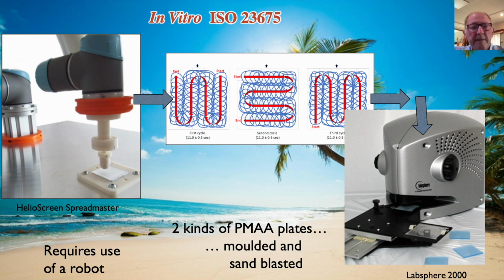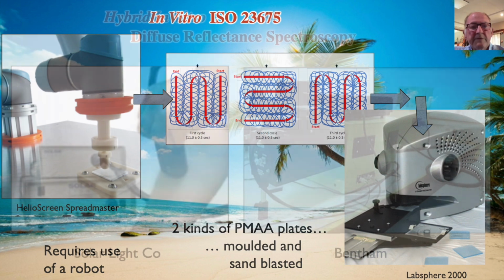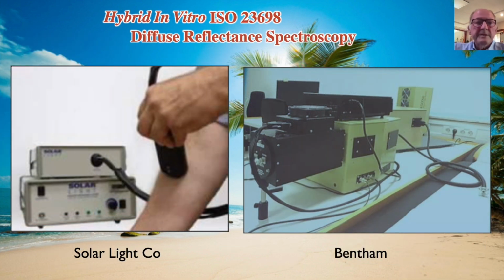So here is how that method works. It requires a mandatory robot to spread evenly the product in a reproducible manner. And then again, the instrument that's been used, LabSphere 2000 is a good example, is the same instrument as labs would have for doing their in vitro UVAPF. So it's quite elegant and an extension of the same sort of technology. So that's in development. And the second one that's in development is what we call hybrid in vitro.